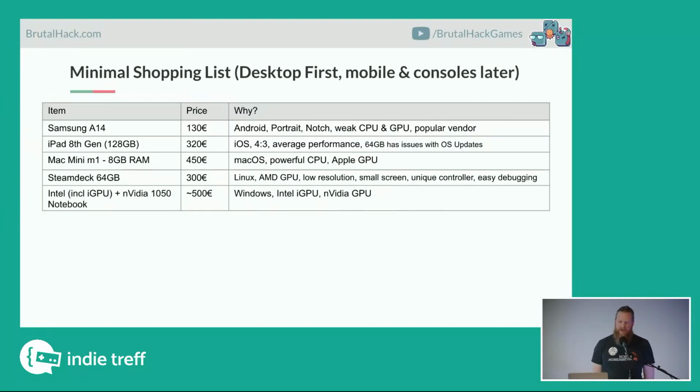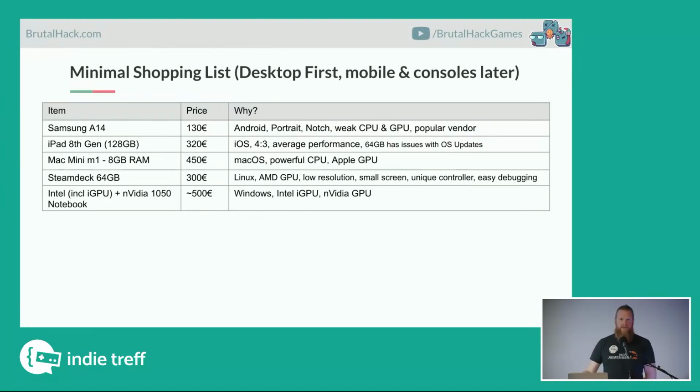Next up is a notebook. Intel with an included integrated GPU, and for example, an NVIDIA 1050. You can come across it for around 500 euros refurbished. And it gives you Windows, so the last operating system, and the last 2 GPU vendors.